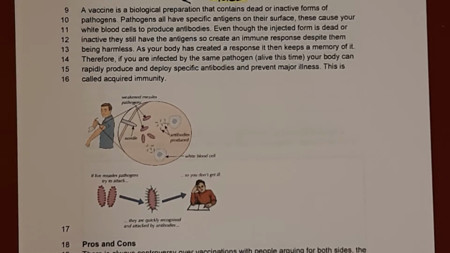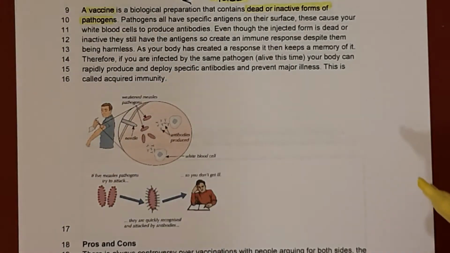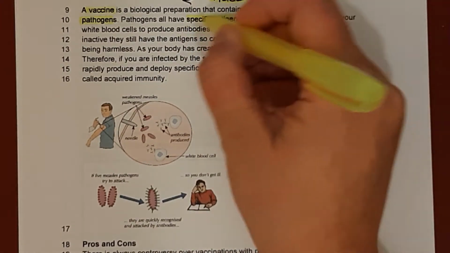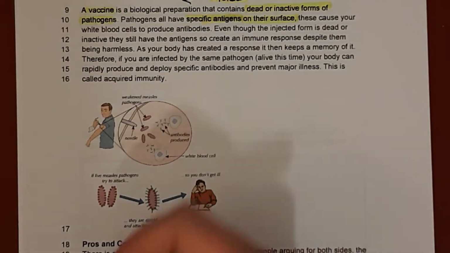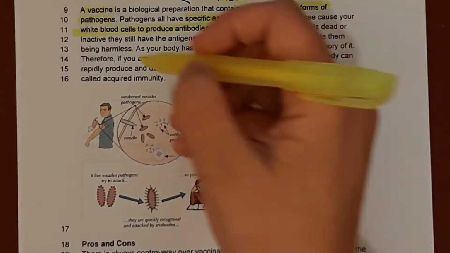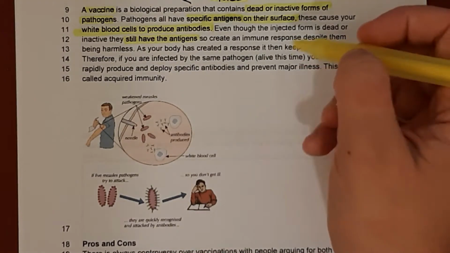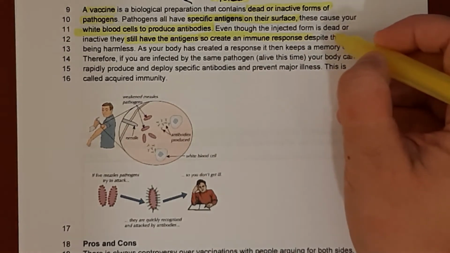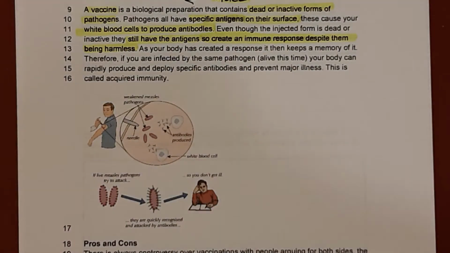As you will have seen in the videos, a vaccine is a biological preparation that contains dead or inactive forms of the pathogen. The pathogens all have specific antigens, those little spikes, on their surface. And these cause your white blood cells to produce antibodies. Even though the injected form that you're given with your vaccine is dead or inactive, they still have the antigens, and so our bodies still react to them as if they were alive, and so we still create an immune response despite them being harmless. So we're tricking our body into producing these antibodies.